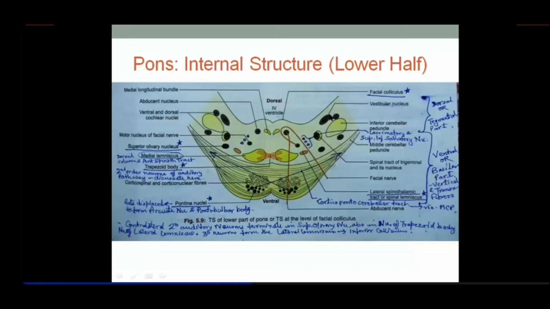vestibulospinal tract also. You have been taught about this descending tract. So the vestibulospinal tract was descending from the lateral portion of this lateral subnucleus of the vestibular nucleus. So that was about the lateral trapezoid body we have done.